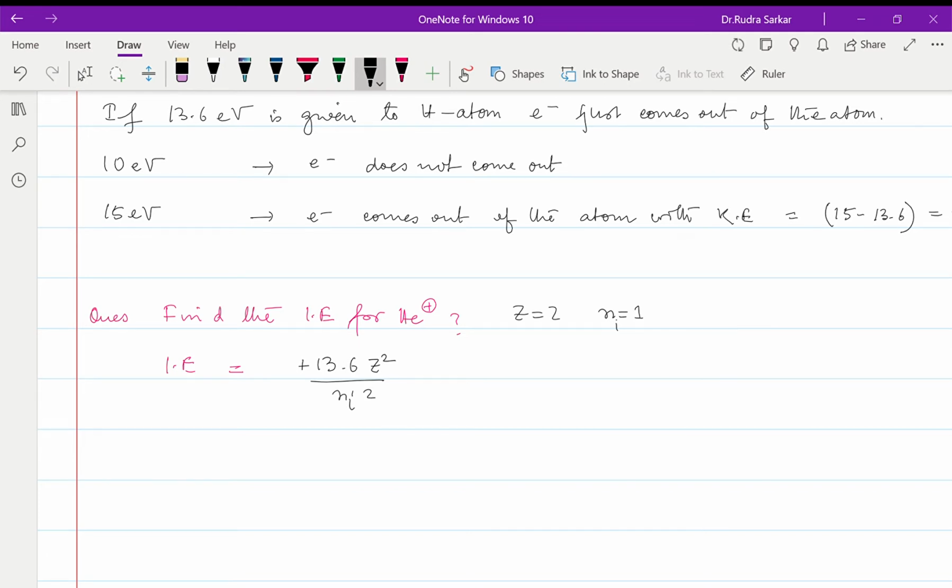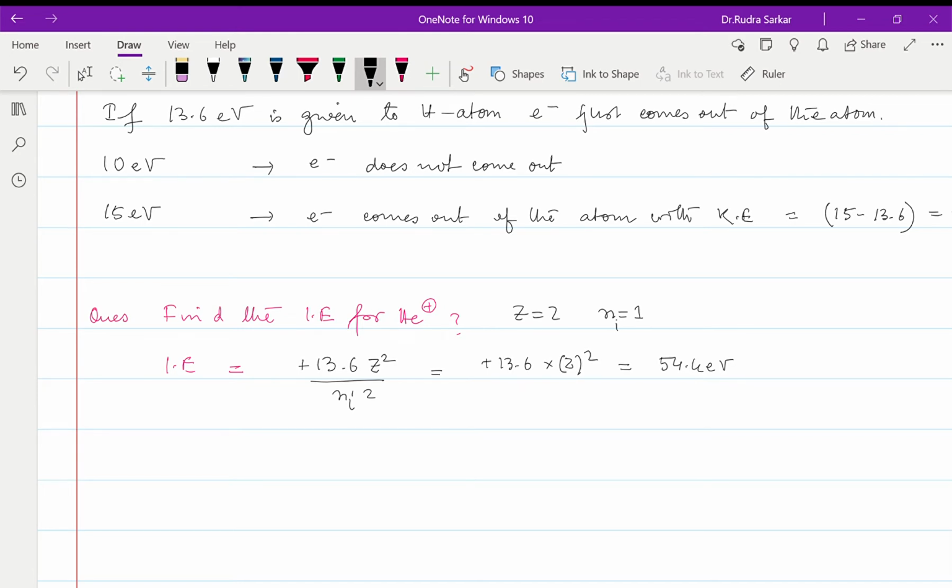Now it will be plus 13.6 into 2 square. What will be the value? n initial, you know it is 1, so you don't need to consider it now. What is this value? 54.4. See, it is a very simple sum. If your concept is very clear, it is a very simple sum.